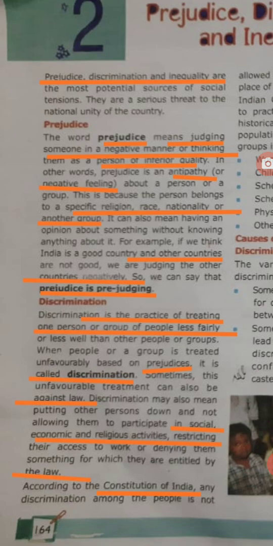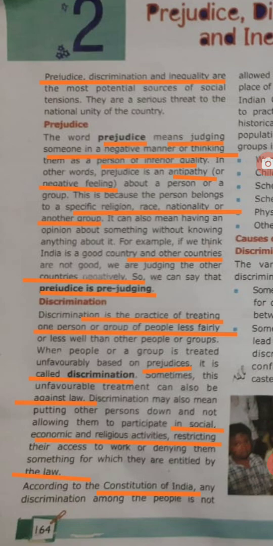Discrimination may also mean putting other persons down and not allowing them to participate in social, economic and religious activities, restricting their access to work or denying them something for which they are entitled by the law. We discussed earlier that if someone is from the upper caste or lower caste, the upper castes do not allow the lower castes to come to the religious places and do not give them those opportunities which they also need and which the law also provides them. But there is discrimination in many phases.